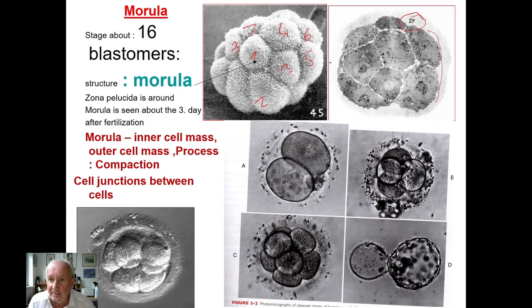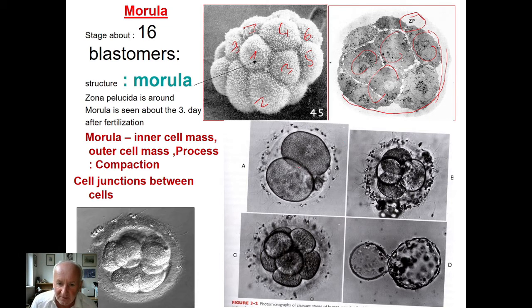It's holding this compound structure together. That means the new blastomeres have to be smaller and smaller because the zona pellucida is still around. They cannot become as large as the zygote was at the beginning. So you see smaller and smaller blastomeres with each next mitotic division.